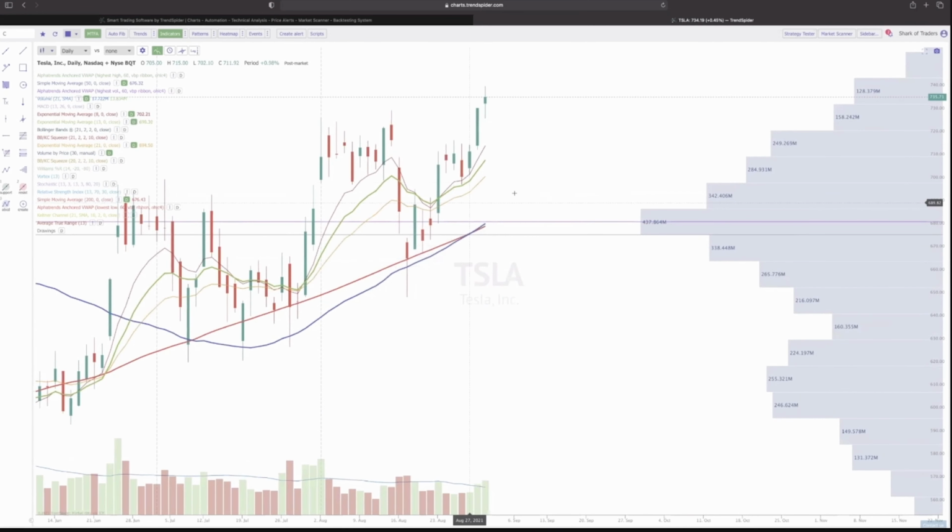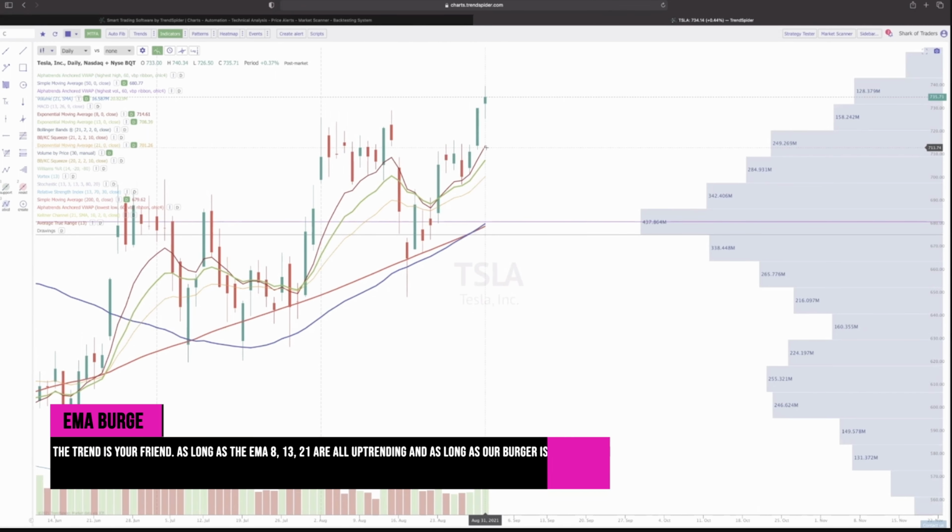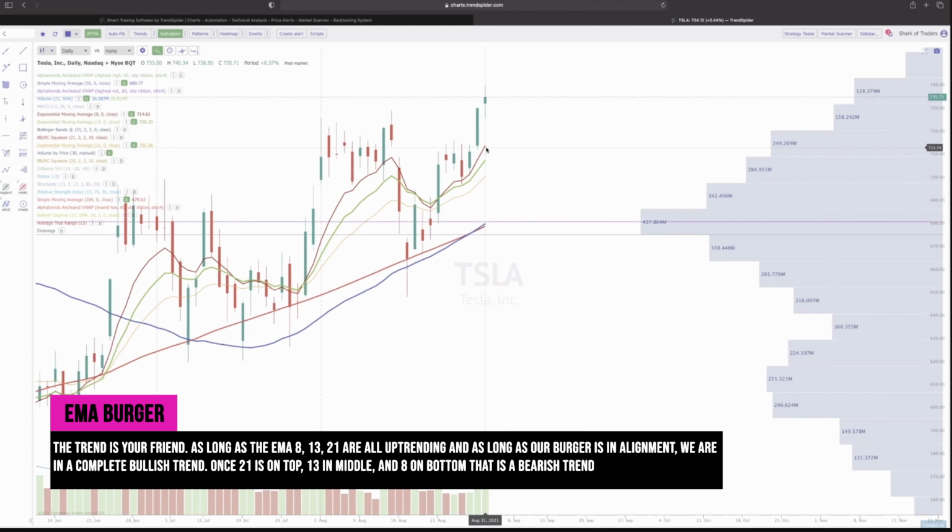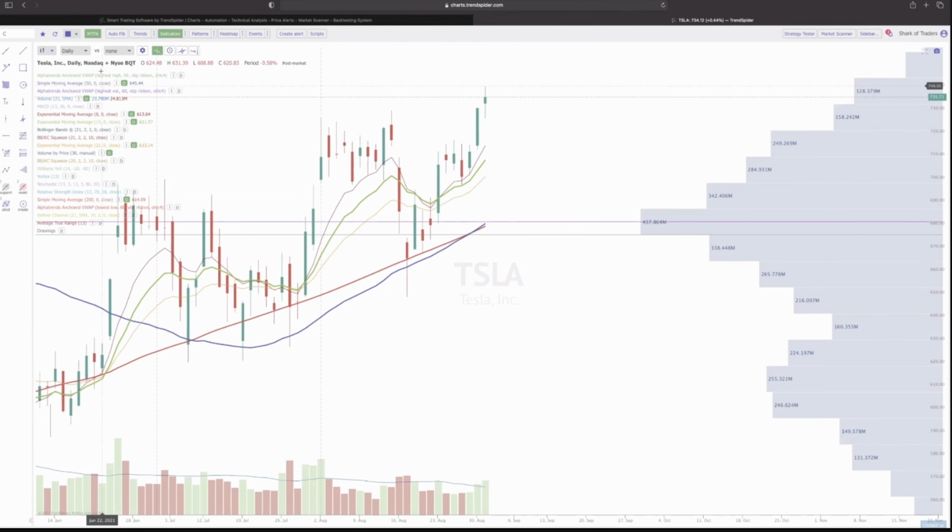Okay, so write this down, everyone. When you have your EMA hamburger set like this, your trend is your friend. As long as the EMA, the 8, the 13, and the 21 are all uptrending, and as long as our burger is in alignment, you are in a complete bullish trend. What I mean by burger alignment is exactly what I'm talking about. This is the 8-day, this is the 13-day, and this is the 21. That is a bullish hamburger build. The 8 is on top, 13 is in the middle, 21 is on the bottom. That is a bullish trend.